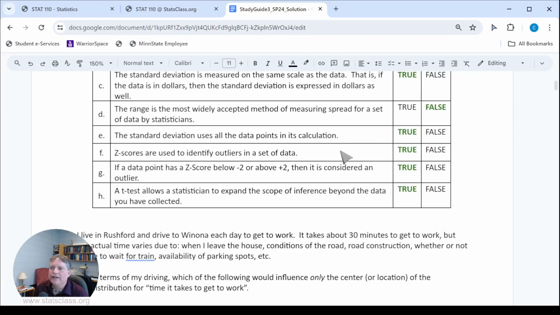Z-scores are used to identify outliers. That's true. The cutoff rule is indeed below a -2 or above a +2. Those would be considered outliers. And then a t-test does allow us to expand the scope of inference. Anytime I'm doing a p-value, we are trying to expand our scope of inference beyond the data that we've collected.